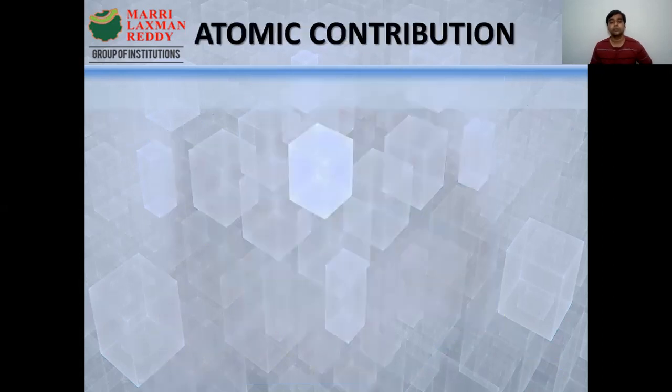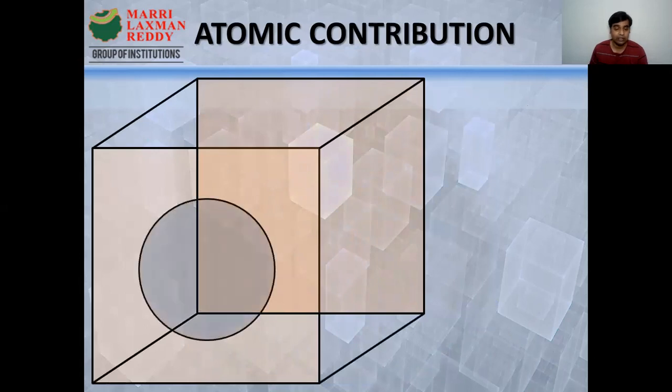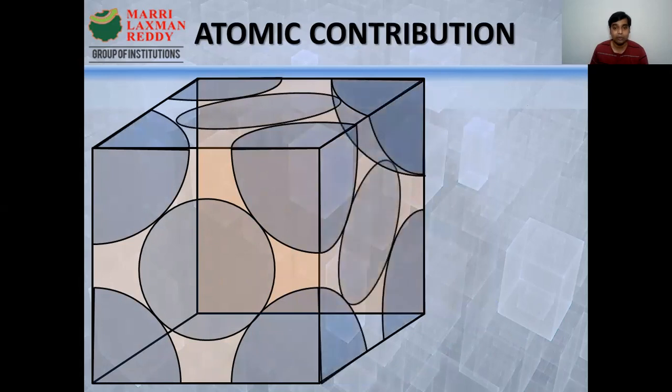Now, atomic contribution. Atomic contribution means the number of atoms per unit cell. What is the atomic contribution to a particular unit cell? When we pick up one unit cell from the FCC crystal structure, it looks exactly like this. Now this is the face center atom, and these are the corner atoms. In each face, the face center atom is in contact with all 4 corner atoms. So this is the atomic contribution, exactly, when we pick up one unit cell from the FCC structure.